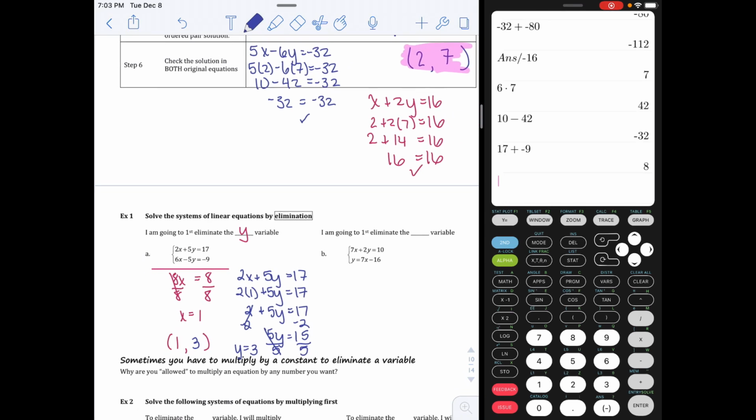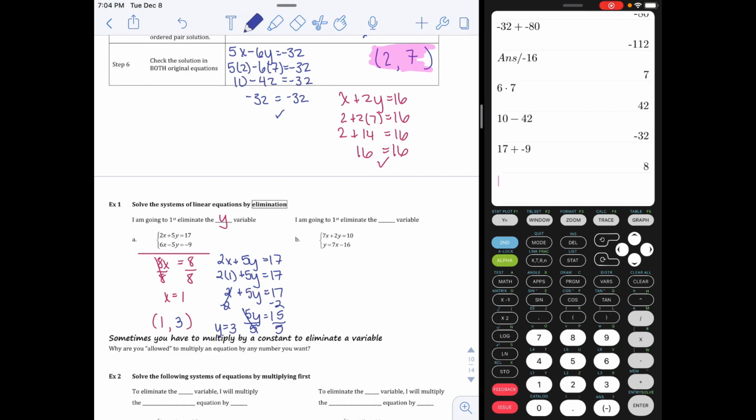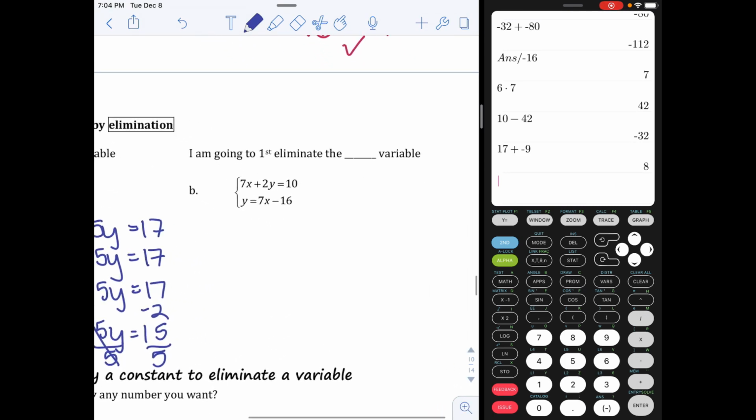Okay. Then let's try out this guy right here. Part B. I'm going to first eliminate, ooh, I don't like this. That bottom equation doesn't have the x's and the y's on the left side, kind of like in standard form, right? So let's rearrange that. Technically I have to subtract the 7x. And the top one's good. So the top one, 7x plus 2y equals 10. And when I do that inverse operation, the bottom one becomes negative 7x plus y equals negative 16. All right, so that's my new system, guys, right?